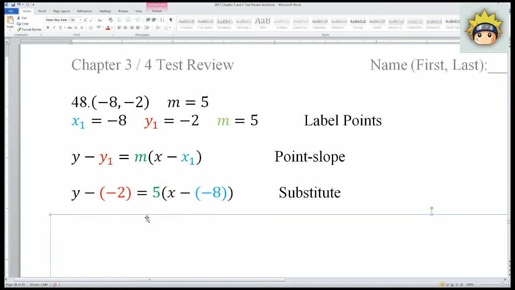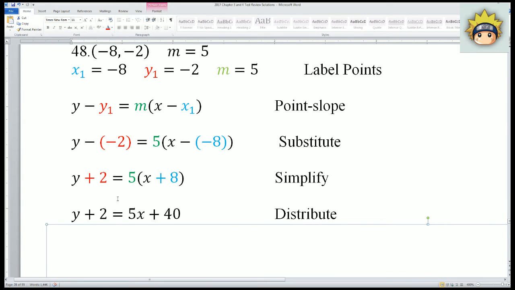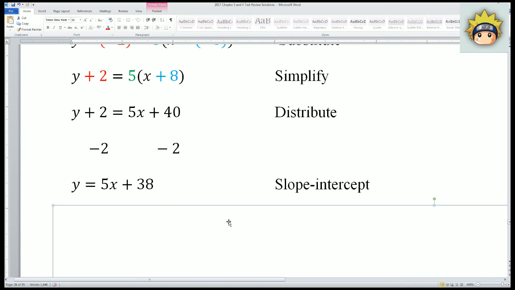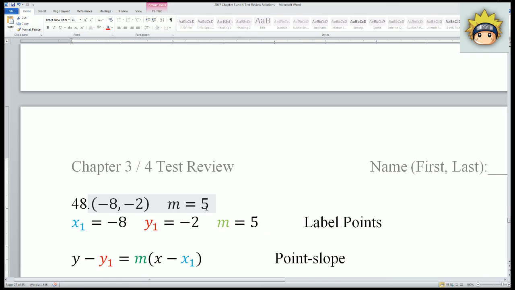I see some negatives here. Subtract a negative here, right? Let's make our lives easier. Y subtract a negative 2 is the same thing as y plus 2. X minus negative 8 is the same thing as x plus 8, right? Once I simplify it, I can distribute, right? 5 times x is 5x, 5 times 8 is 40. Subtract 2 from both sides, you should get y equals 5x plus 38. There you go. That is the solution for 45 through 48.